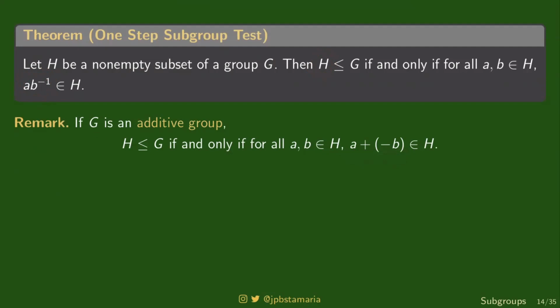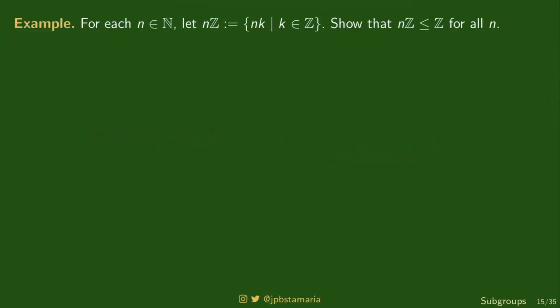Naintindihan nyo ba si Sir dito sa remark na ito? Just in case that the group is additive in nature, let's say addition ang ginagamit instead of simple multiplication, ito ang meaning ng AB inverse. Hindi yan AB inverse palagi. Yung ibig sabihin natin ng B inverse dito tsaka ng AB inverse, product ng A and B inverse with respect to whatever the operation is. Kaya kung operation mo addition, ito yung meaning niya. Okay, so let's exhibit. Pakita nga natin yung one-step subgroup test sa example na ito.